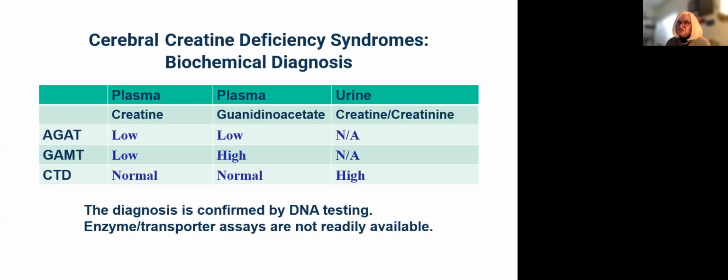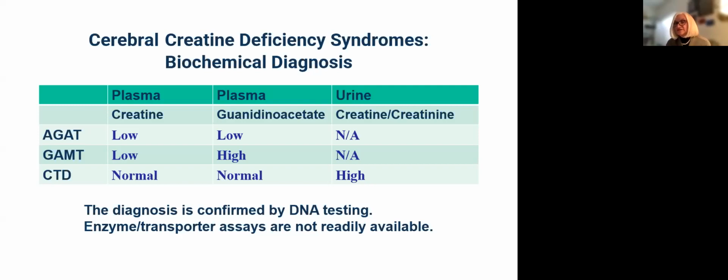In AGAT deficiency, guanidinoacetate is extremely low. In our experience, it is undetectable. In GAMT deficiency, guanidinoacetate is very high. For creatine transporter deficiency, the best specimen type would be urine, because creatine and guanidinoacetate in plasma will be normal.